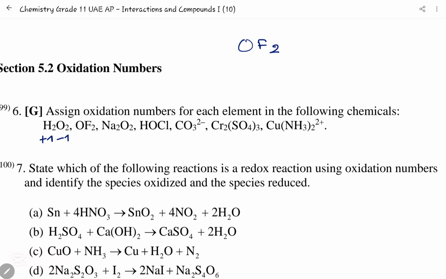OF2, fluorine is more important than oxygen. So X plus 2 times minus 1 is equal to 0. X is equal to plus 2. So oxygen is plus 2, fluorine is minus 1.